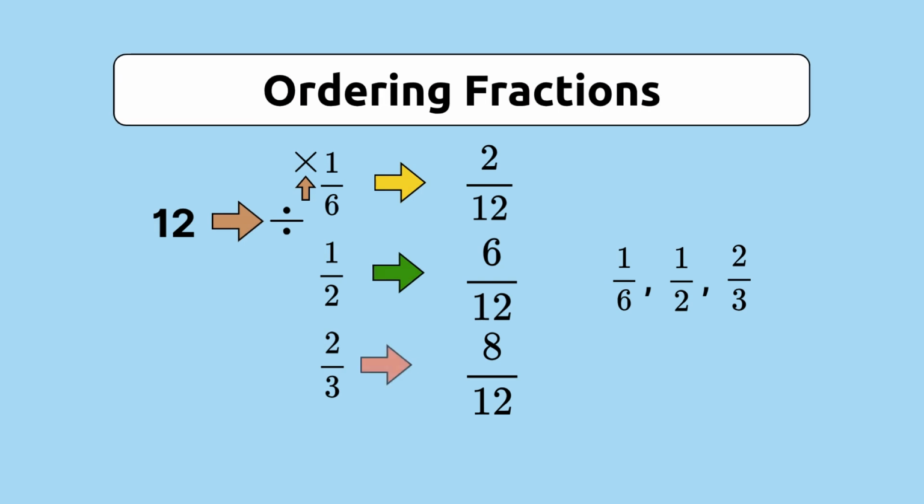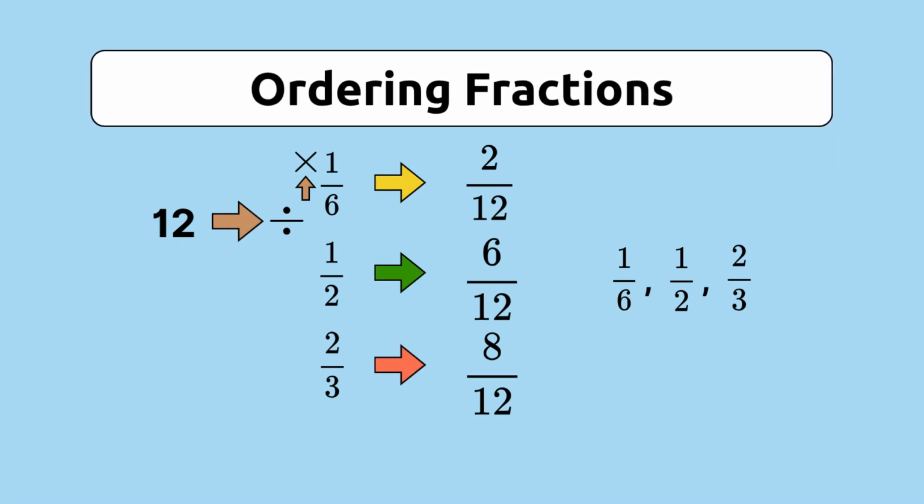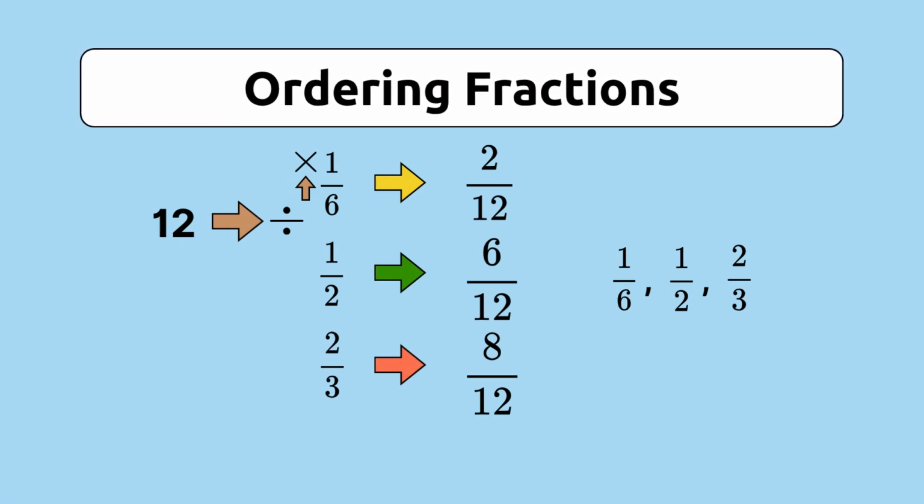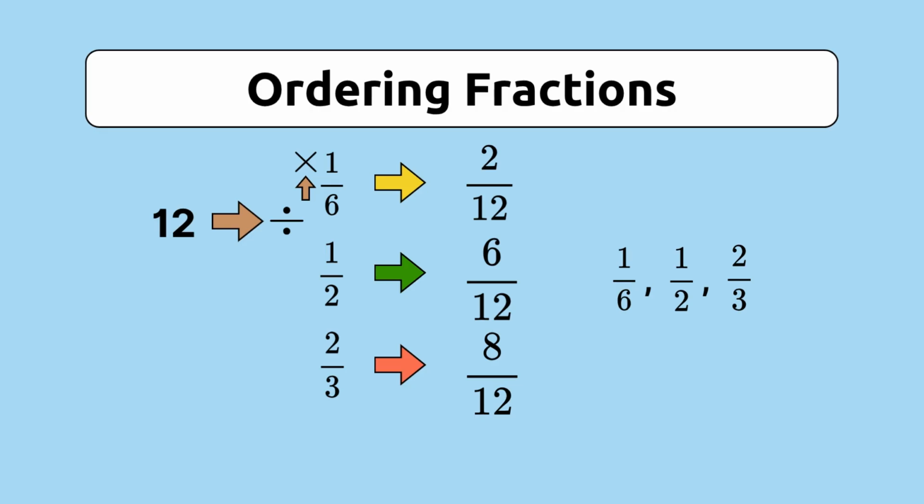To order fractions, change them to have the same denominator or the LCD. The LCD is 12. 12 divided by 6 is 2, times 1 is 2. 12 divided by 2 is 6, times 1 is 6. 12 divided by 3 is 4, times 2 is 8. 1/6 is equal to 2/12, 1/2 is equal to 6/12, and 2/3 is equal to 8/12. So, the order from smallest to biggest is 1/6, 1/2, 2/3.